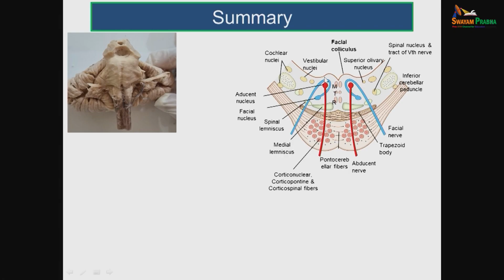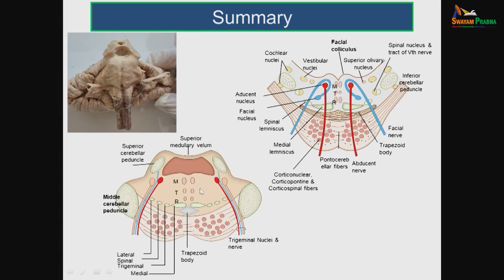And at this level, we see there is a trigeminal nerve nucleus with the tract. Then you see the abducent nerve nucleus, and there is the motor nucleus of the facial nerve, then the vestibulocochlear nuclei, and there is a superior salivatory nucleus. This is at the level of the facial colliculus.